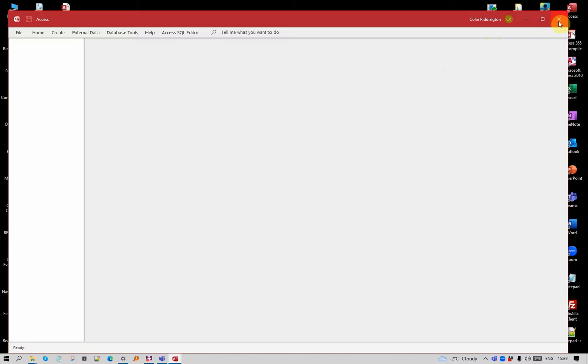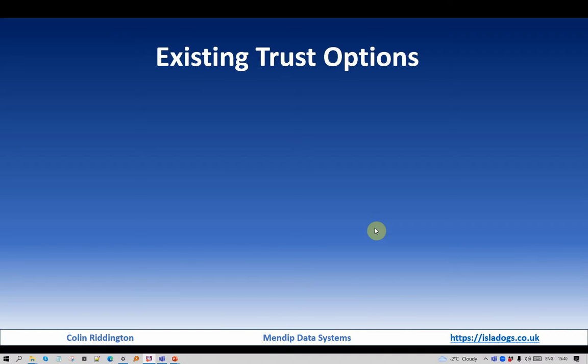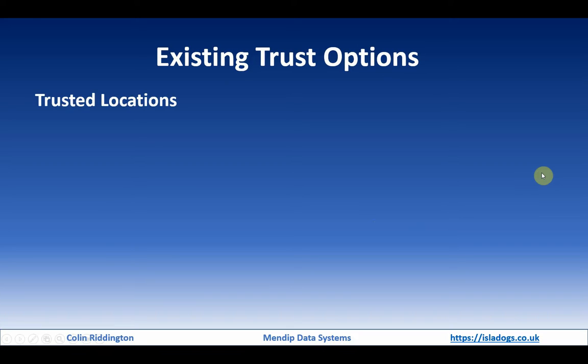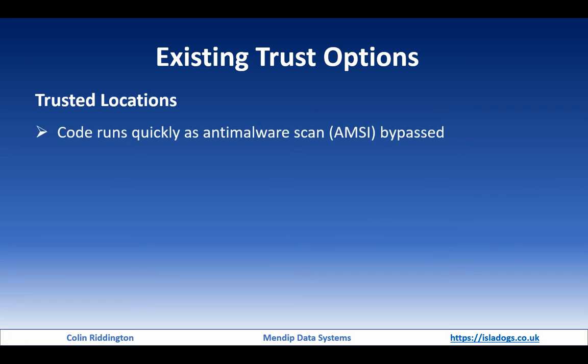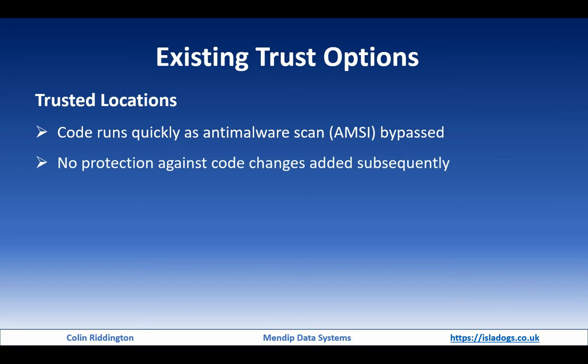So let me come back into my PowerPoint. Let me summarize the difference between the methods. The existing trust options that you're familiar with: trusted locations. Code runs quickly because the anti-malware scan, AMSI, has been bypassed. That's the good news. But the bad news is there's no protection against code changes that are added subsequent to distribution.